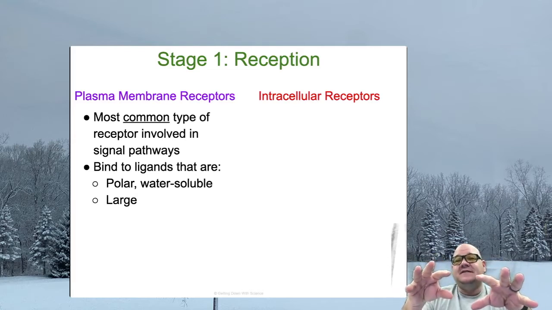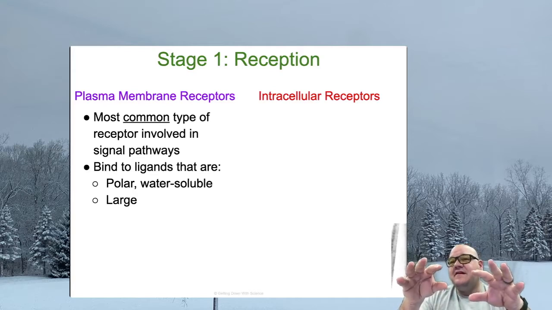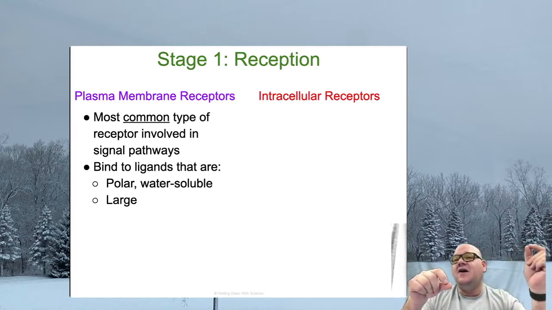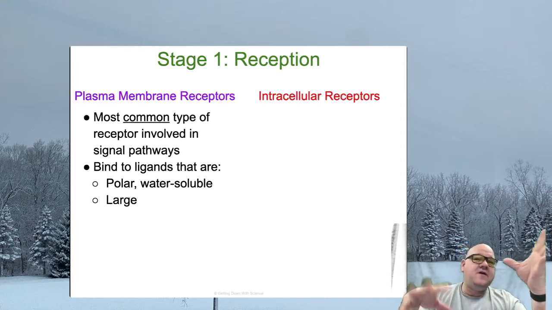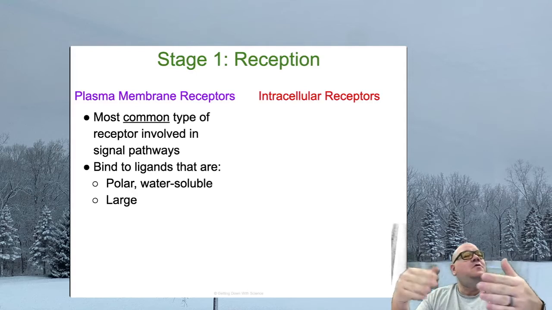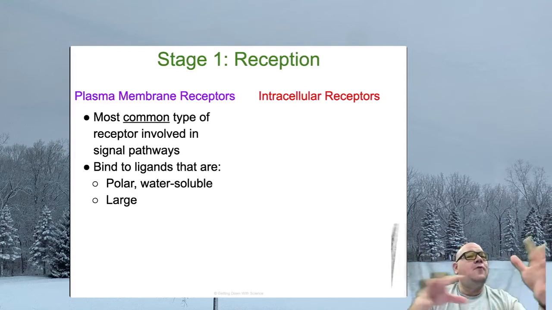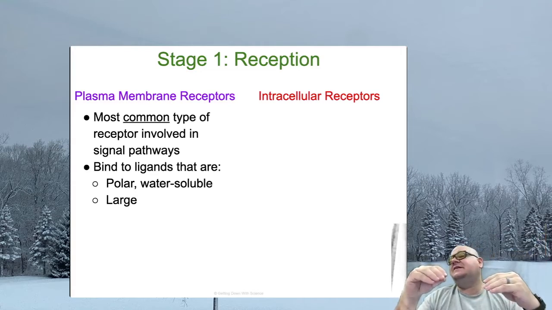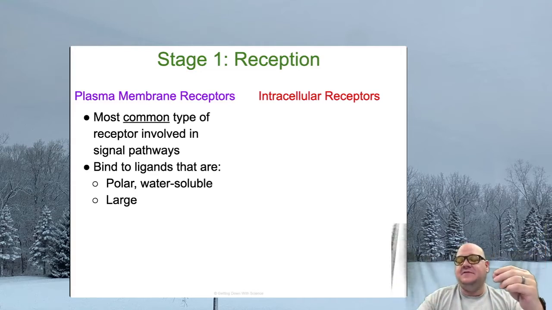Water-soluble stuff can go through, but very, very slowly. So a lot of times we don't want signaling to happen slowly. Polar things don't go through very well because they're going to get caught on either the hydrophobic or hydrophilic end with that polarity. So this is a review of the properties of the phospholipid bilayer and how things interact with it.